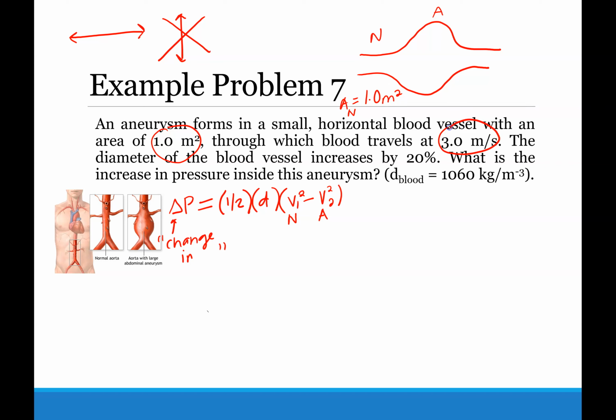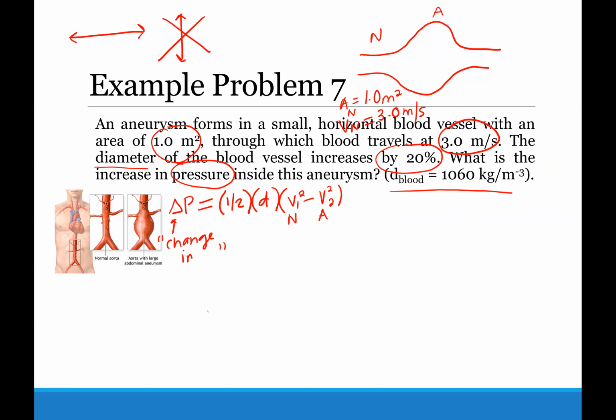It tells us that it's traveling, so that is going to be the velocity of the normal blood vessel, 3.0 meters per second. And then it tells us that the diameter of the blood vessel increases by 20%, and then it's asking us to find delta P. And then it tells us the density to fill into this equation. So we can't use Bernoulli's principle to find a second velocity. We have to know the second velocity already. We know one of them, it's 3.0.